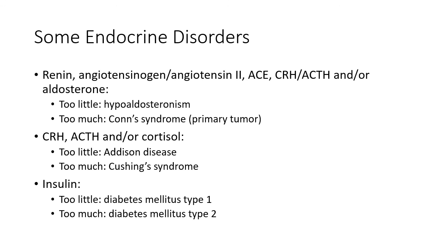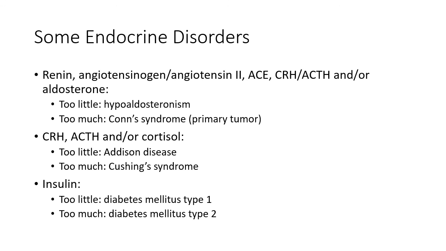If you have a problem with aldosterone, you could be hypo or hyper. Also, if you had a problem with any of the many enzymes and hormones involved in regulating aldosterone, you can get a hypo or hyperaldosterone disorder as well. So if you have problems with renin, with angiotensinogen or angiotensin 2 or angiotensin 1, or if you have problems with ACE or CRH or ACTH or aldosterone itself, you could end up with an aldosterone disorder.